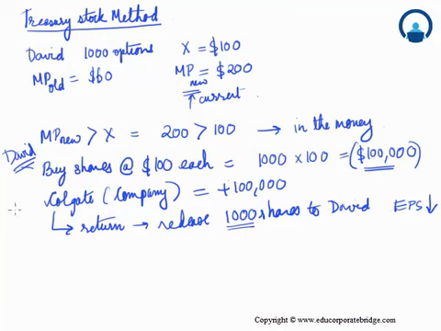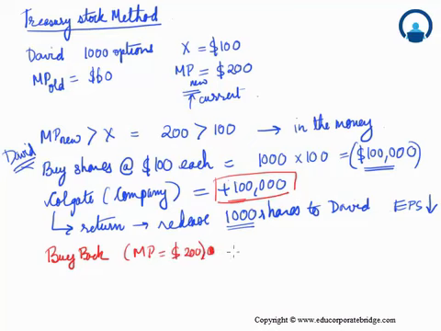So what this treasury stock method actually suggests is that with this additional pool of $100,000 that Colgate has got, Colgate can actually buy back this much worth of shares from the open market. So what is the market price? The market price is $200, and how much did they get from David? That was $100,000, and they can buy back how many shares from the open market? If you look at it, they can actually buy back 500 shares from the open market.